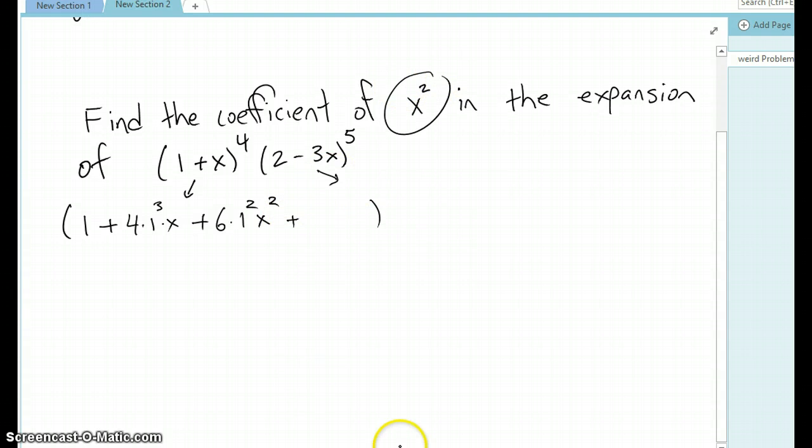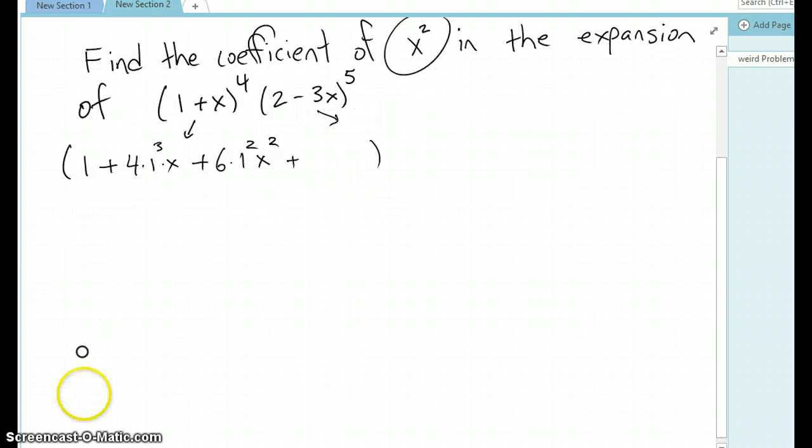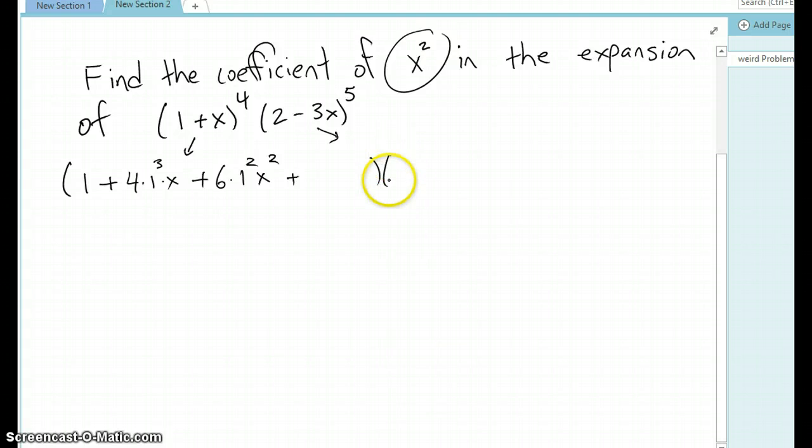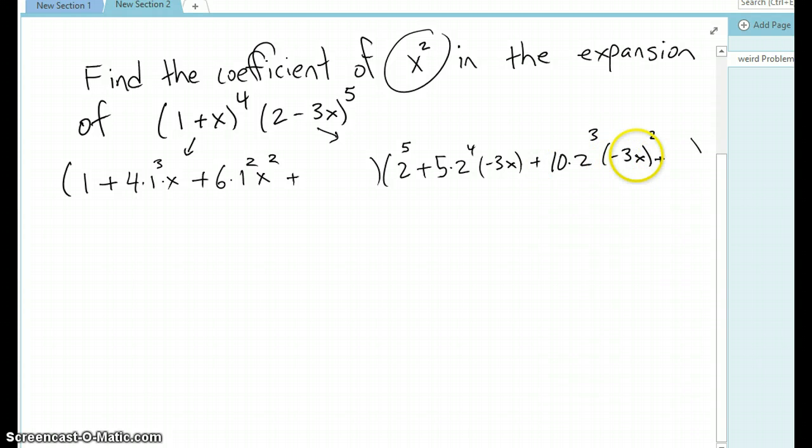Okay, so now let's look at the second piece, which is (2 minus 3x) to the fifth. Sorry about that. So what's the first term in that? The first term is 2 to the fifth. The second term is 2 to the fourth times minus 3x. And the coefficient there is 5 choose 1. Now the third term will involve 2 cubed and (minus 3x) squared, and its coefficient will be 5 choose 2. 5 choose 2 is 10. And again, there'll be other terms which I don't care about.